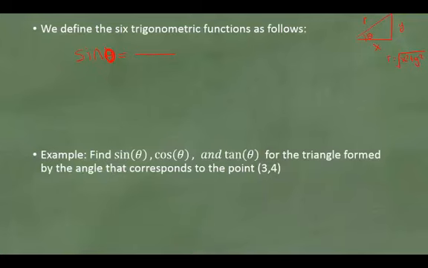Sine theta is going to be y over r. In other words, the side opposite of the angle, y over r, is sine theta. Cosine theta is the other one, x over r. And tangent theta will be y over x.